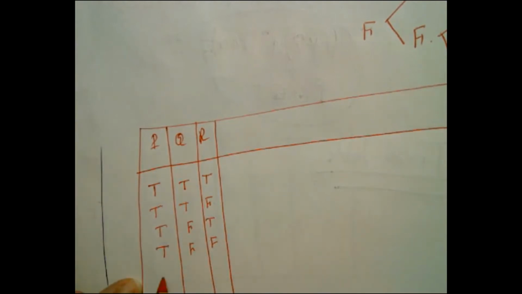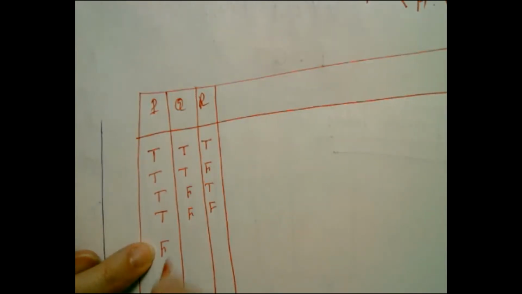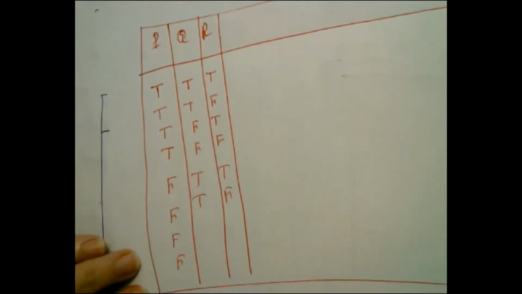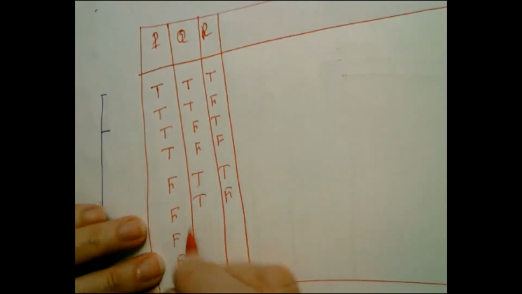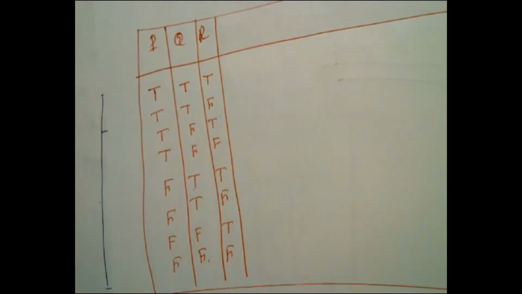And then if P is false, also we have 4 other possibilities. If P is false, Q could be true, but if Q is true, R could have 2 different scenarios. And if P is false, Q could be false, but R could be either false or true. So this is all the possible scenarios of P, Q, and R.